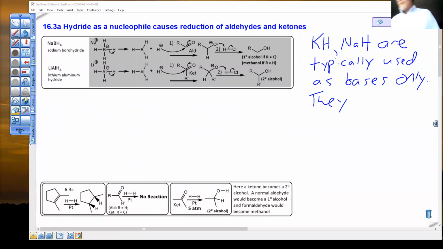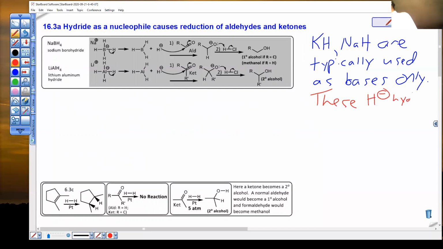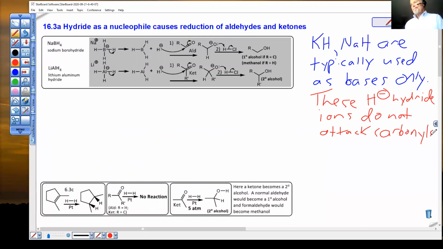We'll say these H- hydride ions do not attack carbonyls. So there.